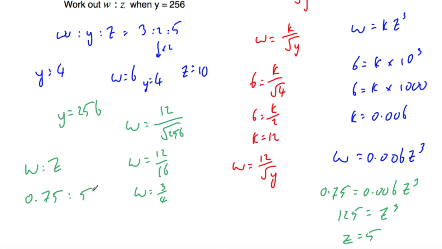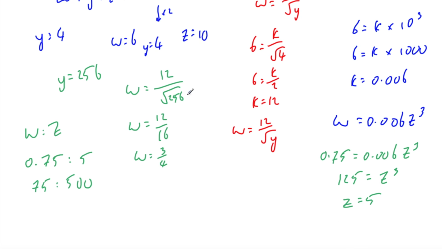Well, it's going to be 0.75 to 5. And actually, let's multiply both sides here by 100. So we get the ratio 75 to 500. And then if we cancel that down, we can divide both of them by 25. 75 divided by 25 is 3, and 500 divided by 25 would be equal to 20. So the ratio of w to z would be 3 to 20, and that's it. So 3 to 20.